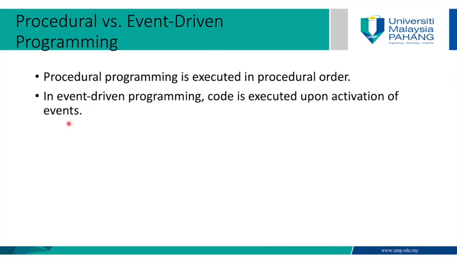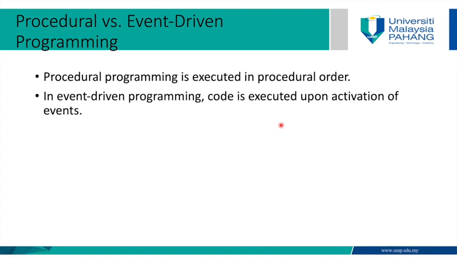In event programming, the code is executed upon activation of an event. The activation of the event here can be by clicking. When the user clicks, that means there's an event. The event here is a button click.